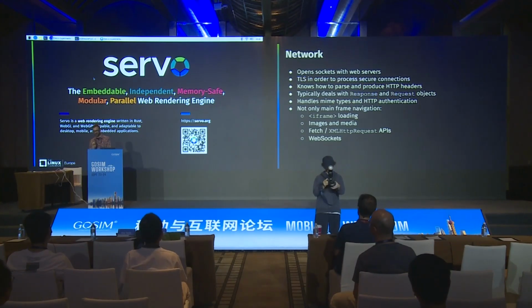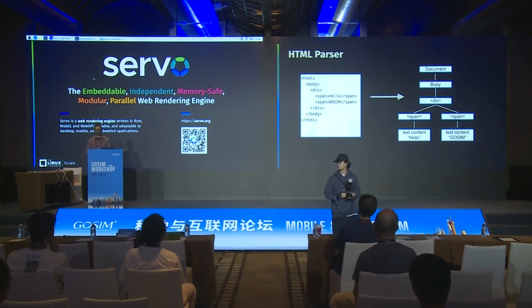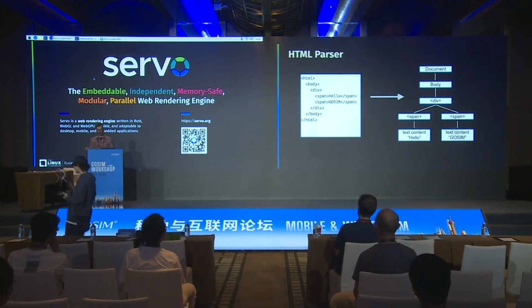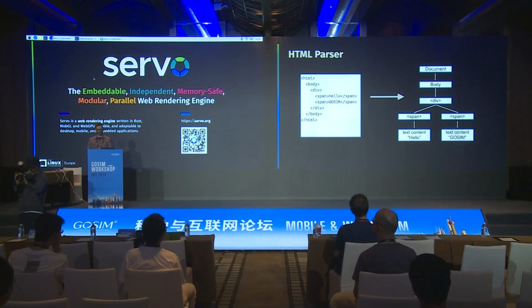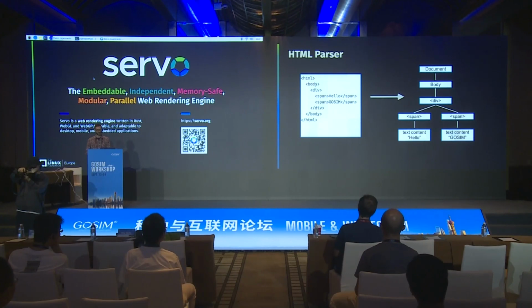The next logical place to look would be the HTML parser. And this is responsible for turning the source code of an HTML document into a DOM. So it takes each of these tags and creates a tree structure, which is represented in memory as a tree, which is what you access when you call DOM methods in JavaScript. And essentially, the parser is doing this transformation.